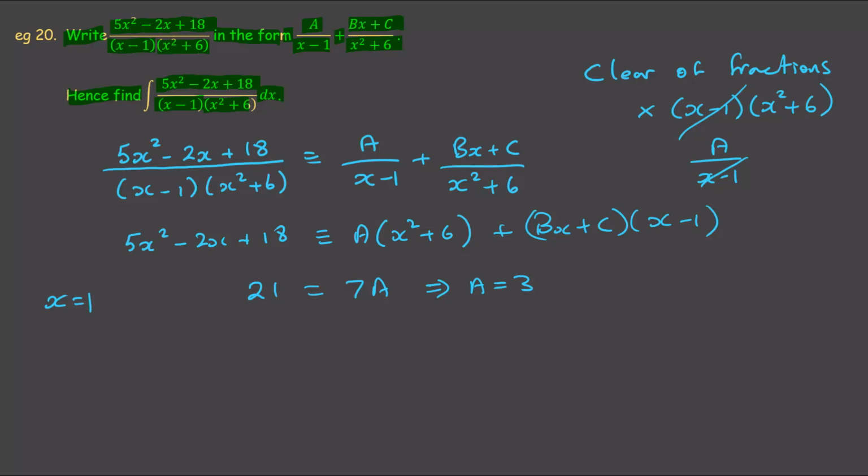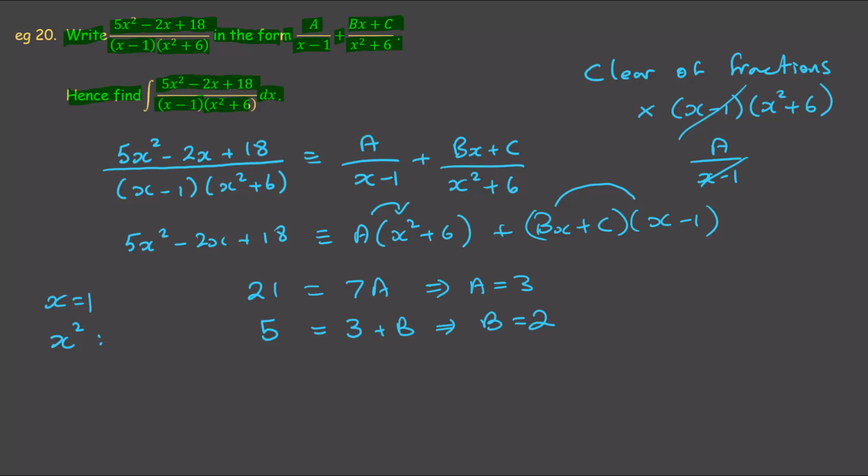Now, we could then look at coefficients of x². On the left, we have 5. Here, we would have ax², and we know that a is 3. And here, we would have bx². So that tells me that b is equal to 2. And then we could do anything from there.